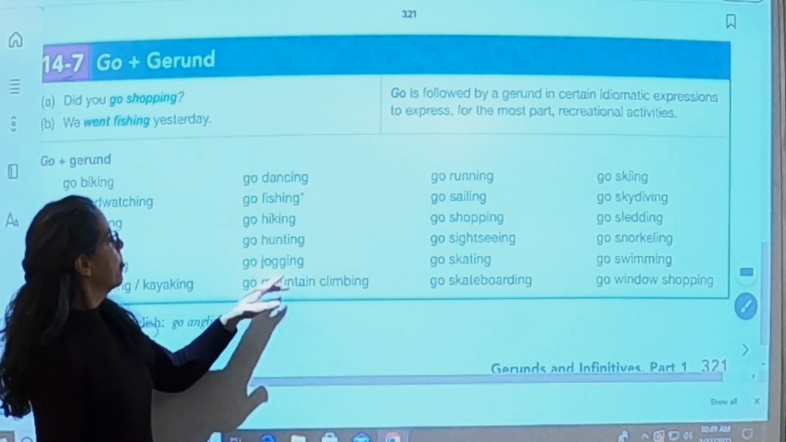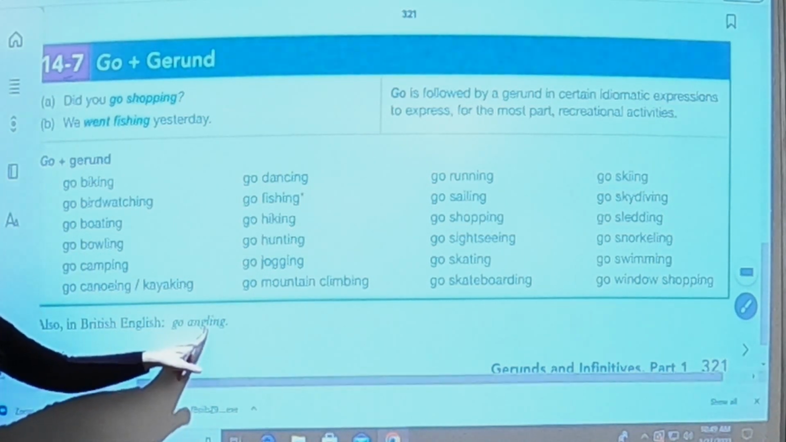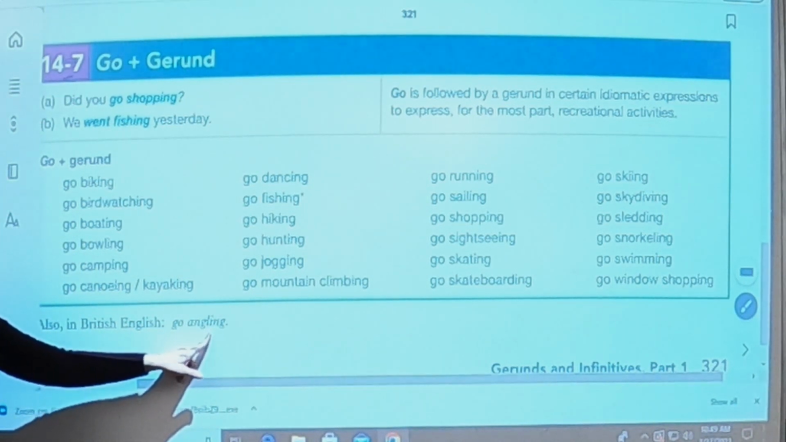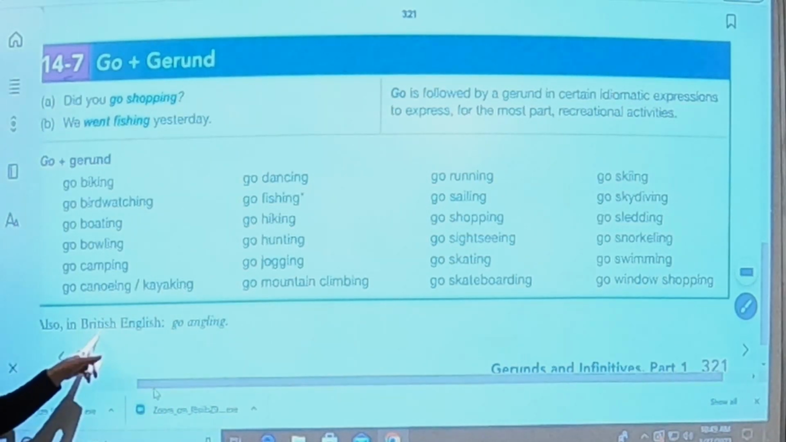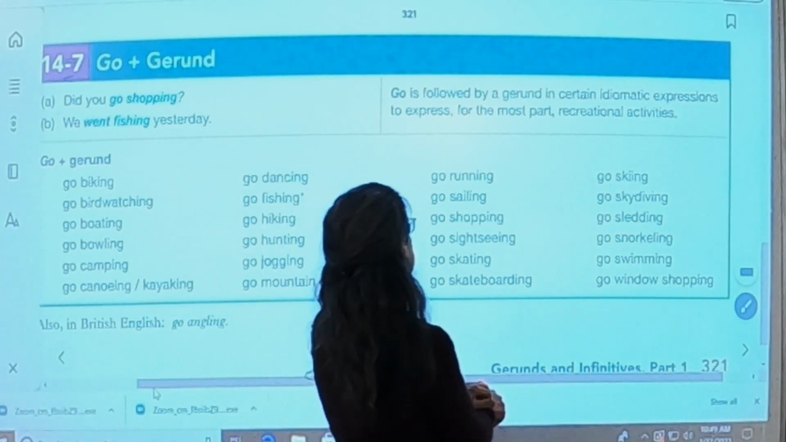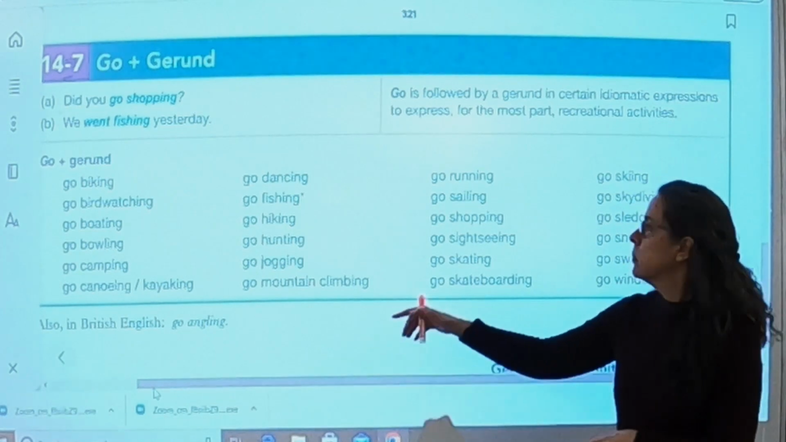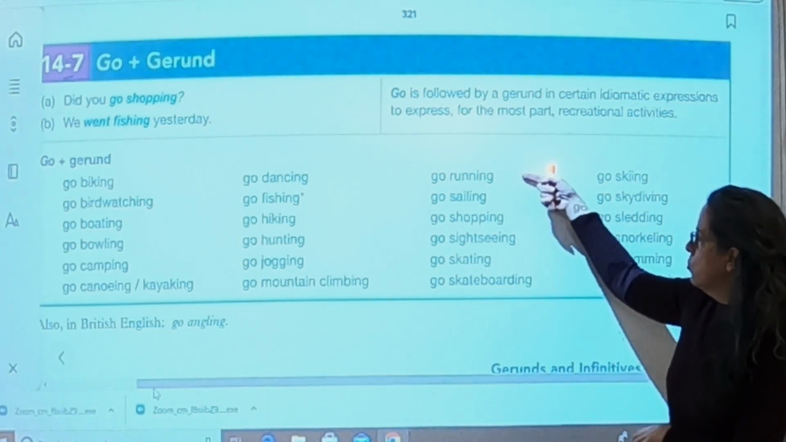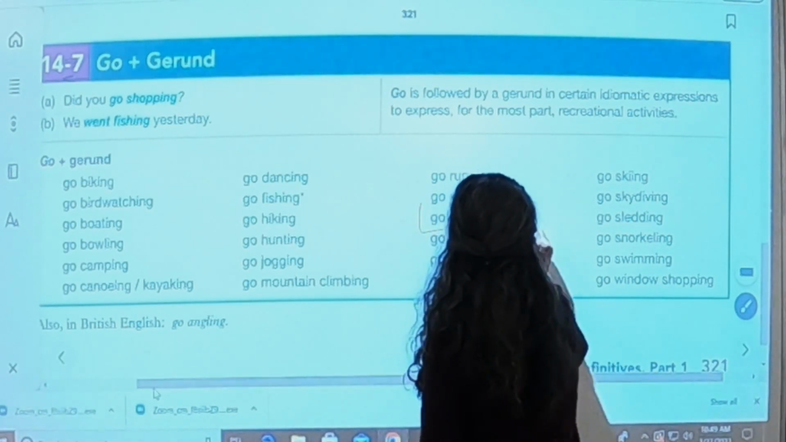Why is fishing with a star? Because in British English, they might say go angling. An angler is a fisherman, I think. Angling is British for fishing. Mountain climbing. Also, we have rock climbing, go running, go jogging, go sailing. Go shopping.